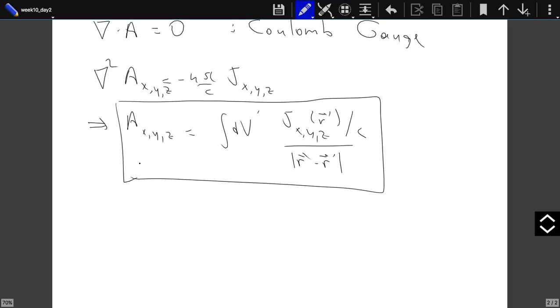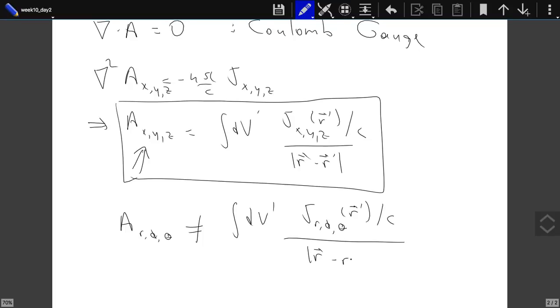But keep in mind, on purpose, I'm using the Cartesian coordinates over here. If you look at spherical coordinates, A r, phi, or theta, this is not equal to the integral dv prime of j of r, phi, or theta at r prime over c divided by r minus r prime. This is not equal. The equality only holds for the x component equal to the integral of the x component of j, the y component of A equal to the integral of the y component of j, etc., only in the Cartesian coordinates.